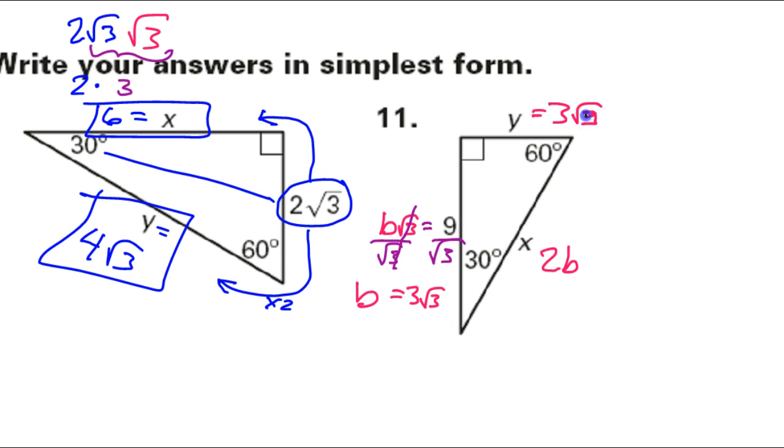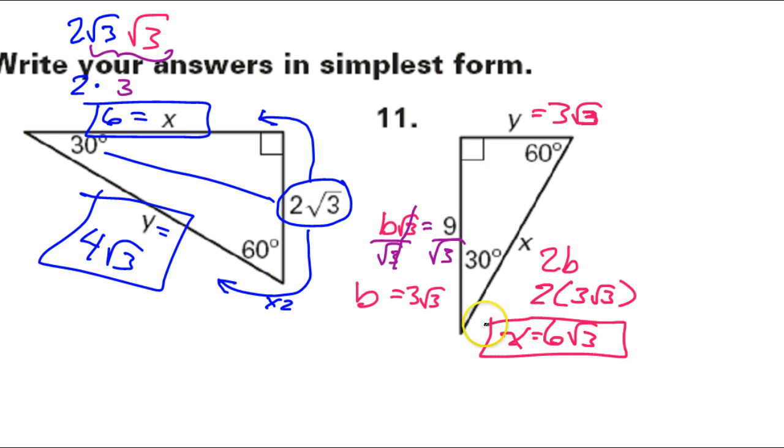Let me see if I can do that a little bit better. And now for the hypotenuse, of course, we'll take this and double it. So we'll take this b and we will double it. So that'll be 2 times 3 radical 3, which of course is 6 radical 3. Okay, so x is 6 radical 3 and y is 3 radical 3.